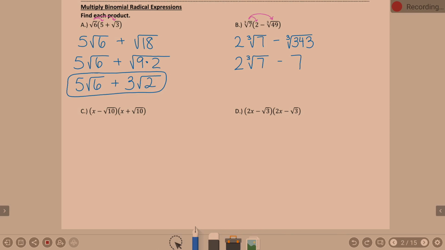Outside of any radical, there's no radical there. And now what? You're done. Circle it, we're done. We have a radical, a cube root of 7, and no radical over here, so we cannot go any farther. You're done right there.